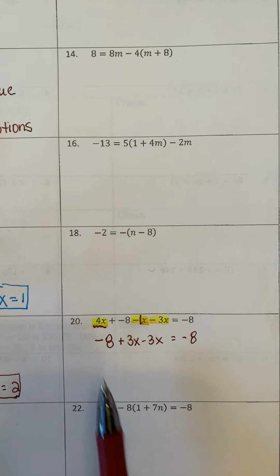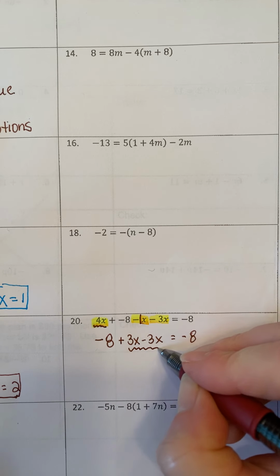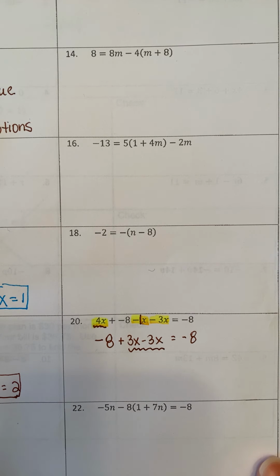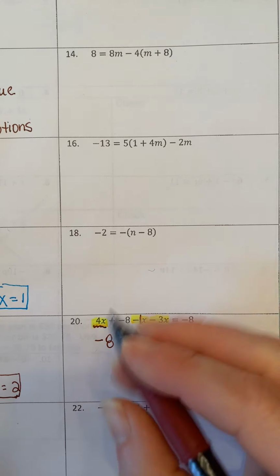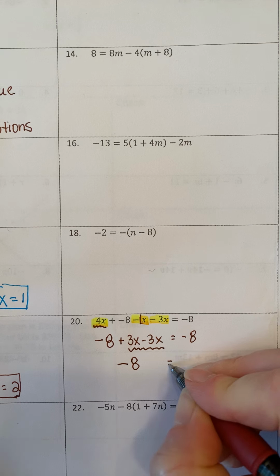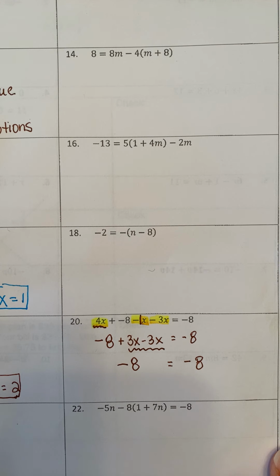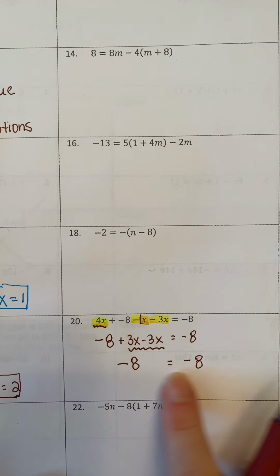That happened at the beginning of the video again. All right, so what are we seeing here? 3x minus 3x is 0x. So what I have is a 0x, and I'm left with this statement, negative 8 equals negative 8. Okay, so if you've been paying attention, hopefully you remember, what does this mean?